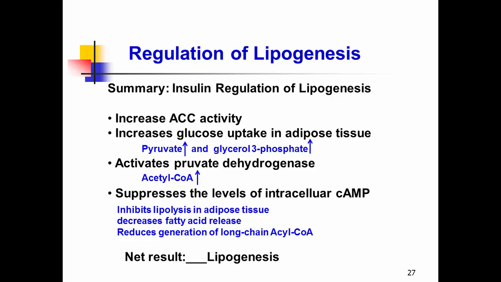when insulin level is high. So long chain acyl-CoA we know is the inhibitor of lipogenesis, right? So if you have a lower long chain acyl-CoA, then you have less inhibition of lipogenesis. So the net result for insulin regulation of lipogenesis is to stimulate, right? It stimulates lipogenesis. So in general, insulin is a hormone that stimulates lipogenesis.